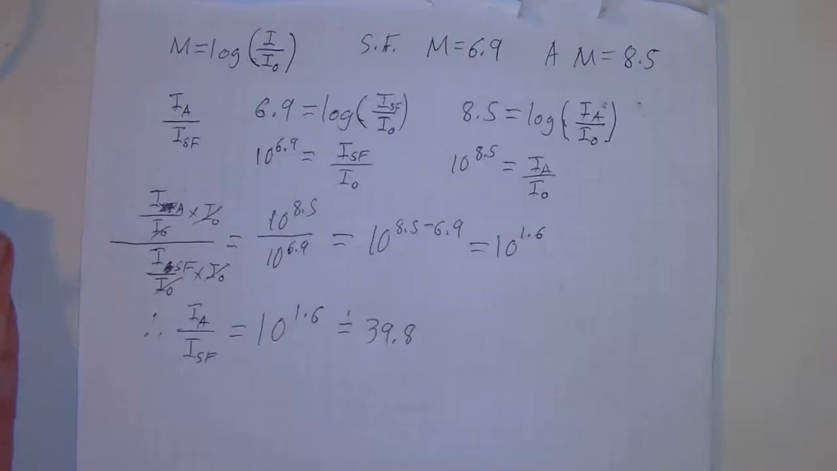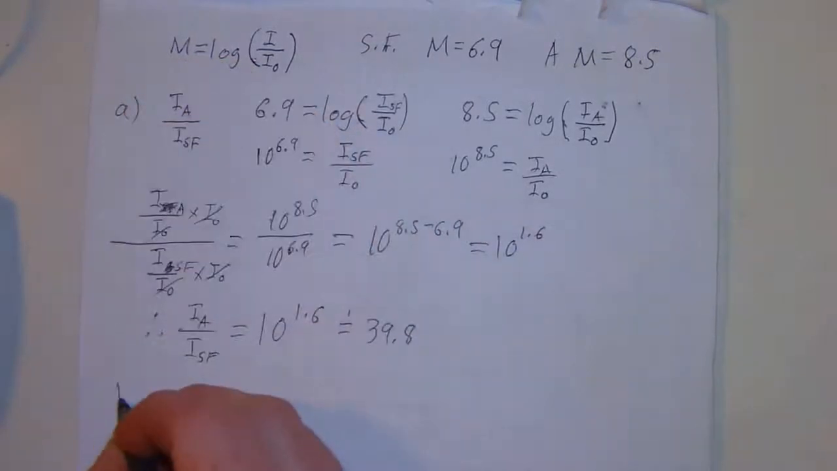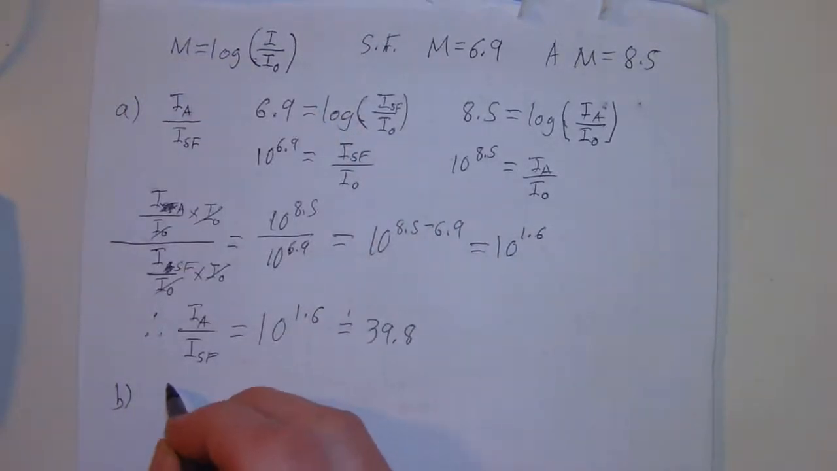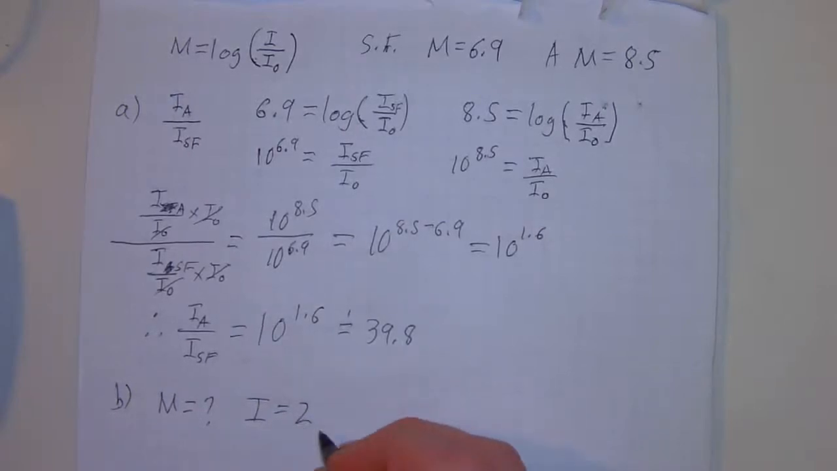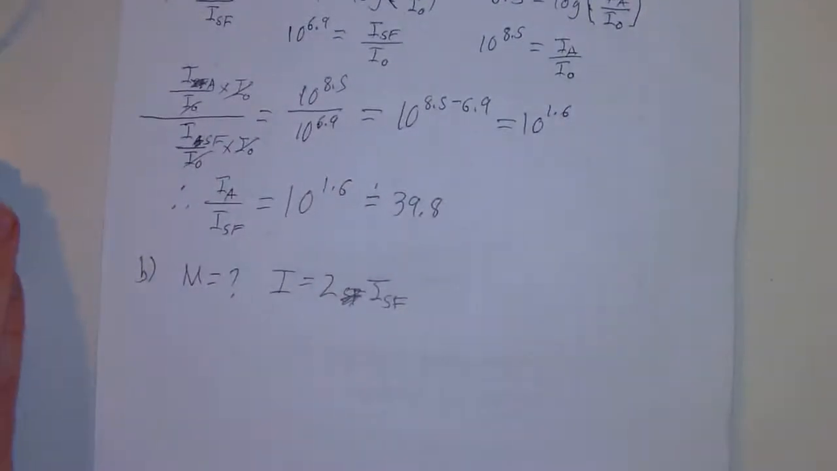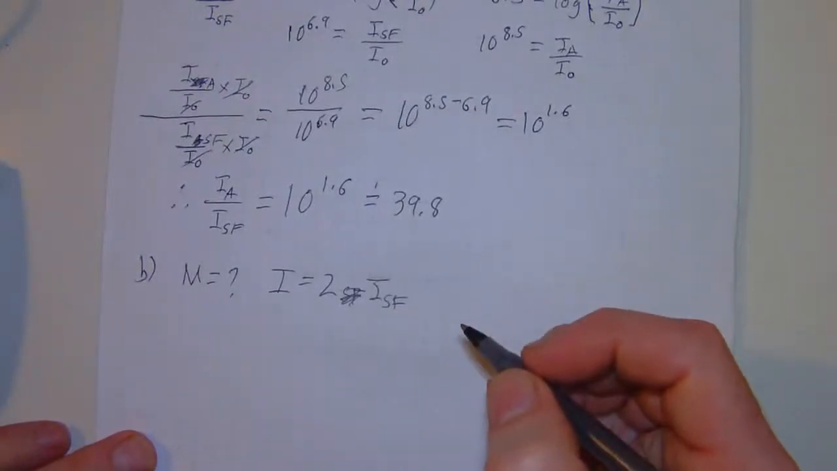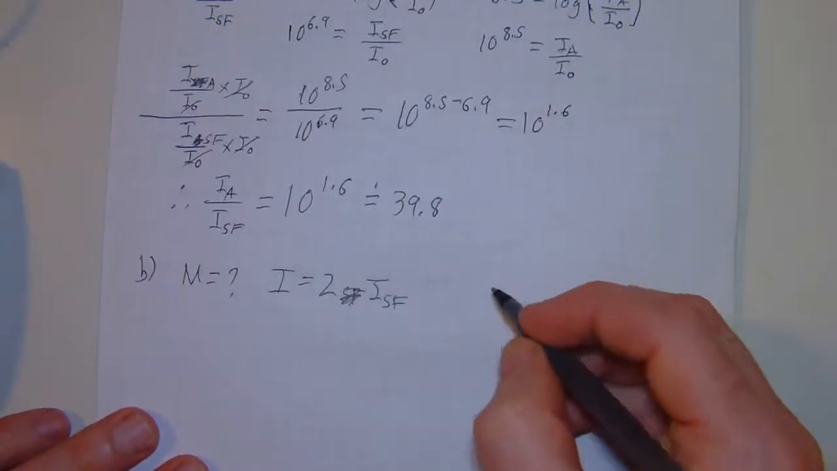Great. Okay, thank you. So part 2 of the question, this was part A. Part B asks us to calculate the magnitude of an earthquake whose intensity is twice as intense as the San Francisco earthquake. So the intensity is 2 times the San Francisco earthquake's intensity. So we're going to deal with this by taking advantage of logarithms.